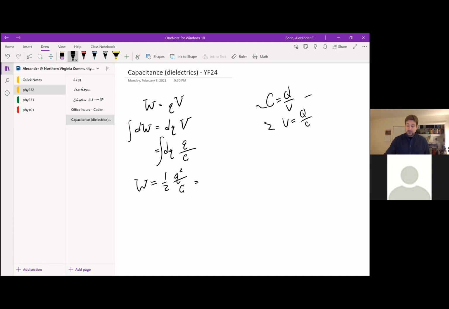But we could use these relationships to rewrite that. The charge Q, for example, is the capacitance times the voltage. So this is 1/2 CV squared over C, and we end up with 1/2 CV squared. Okay, the capacitance itself is Q over V. So it's 1/2 Q over V, V squared, and we can cancel the V and end up with 1/2 QV.